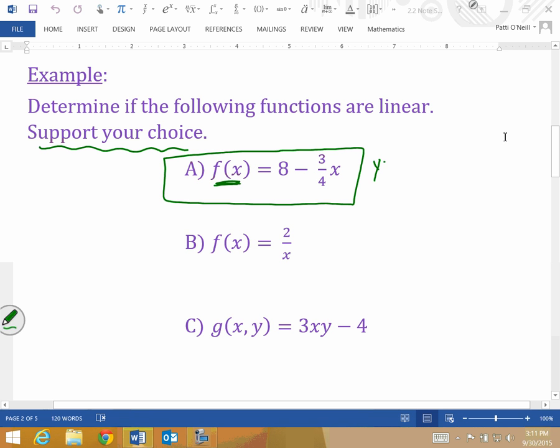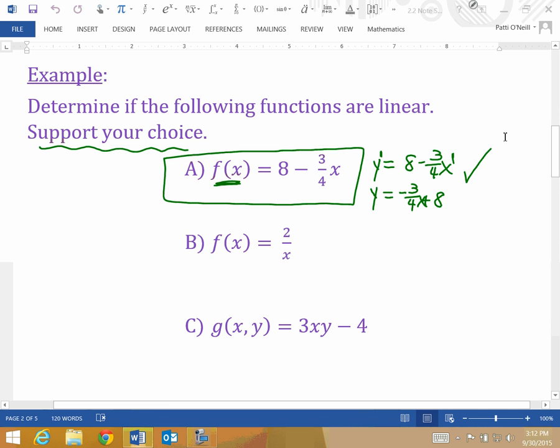So this is the same as y equals 8 minus 3/4 x. The powers on the variables here are each imaginary ones, so it fits that criteria. And if we rearrange this, we can put this in y equals negative 3/4 x plus 8 form, which is our slope-intercept form. So we can check this off and say, yes, this is a function.